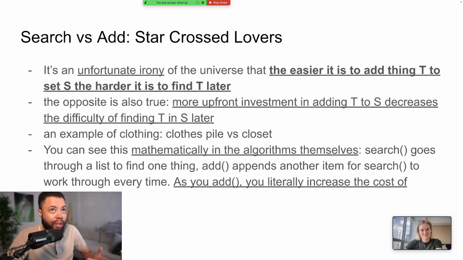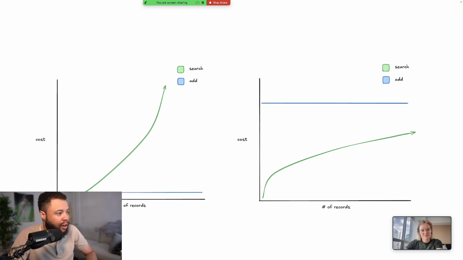Where if I said O n squared, that means that you'd have to look through the list not 2 times, but the square times of the looking through the list. So you look through every item twice. So add appends every time you search, which means that as you add, you are literally increasing the cost of search. And we can see this as an image kind of played out here.